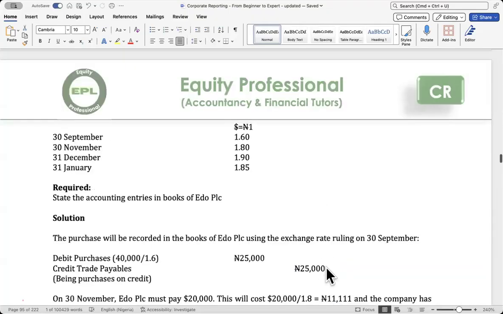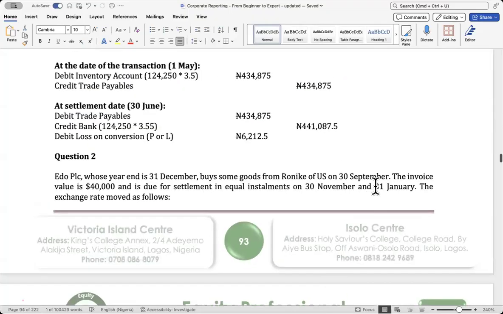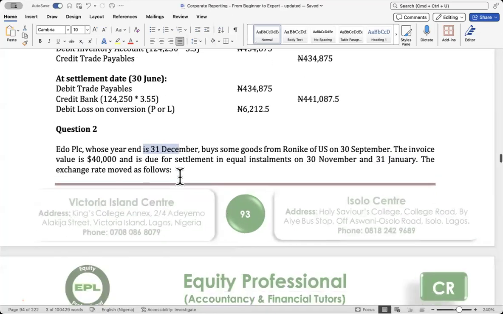Now, the second settlement is happening in January. But before the second settlement, the year end of the company is in December. At the year end, remember the company will have to prepare its accounts. As far as we are concerned, we have foreign currency payables of $20,000 because we have only paid half to this guy.